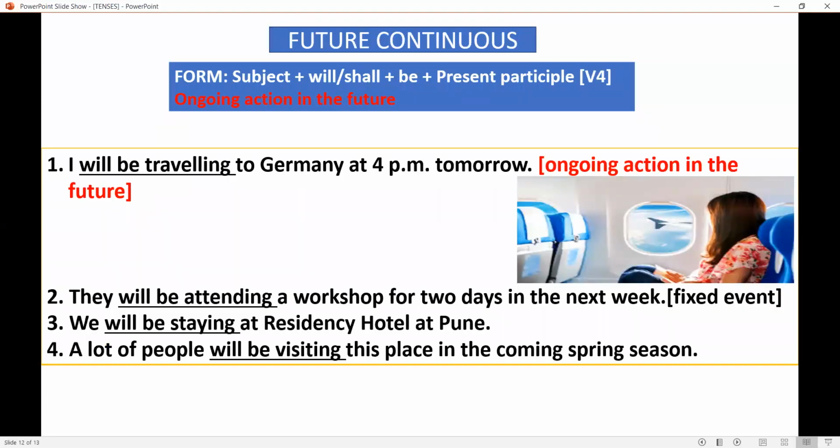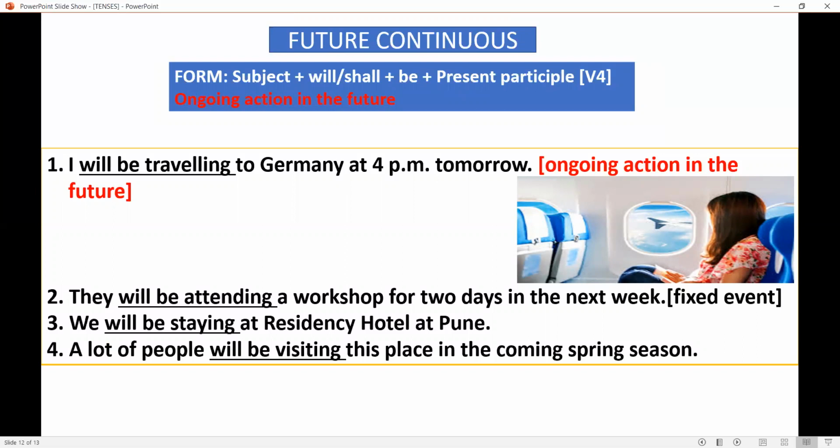future continuous. When do you use future continuous tense? When you think that this particular action will be going on in the future time. You are referring to a particular time, specific time in the future, and at that time, this action will be going on. What is the form? Subject plus will or shall plus be plus present participle, that is V4.